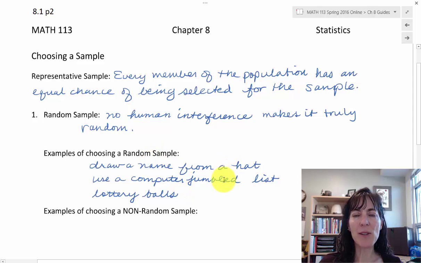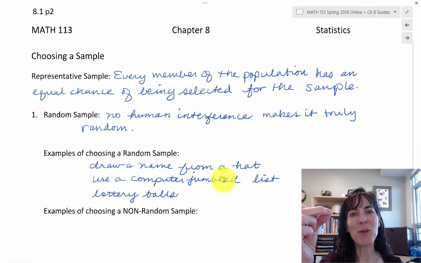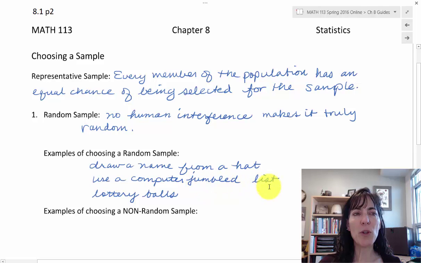Drawing a name from a hat is good. You shuffle up the numbers and then pull one out. You don't peek, of course, because that would make it not random. And you try to make sure that you always are shuffling before you grab. And then using the computer jumbled list of names or just numbers is what we usually do. That's another good way to make a random list.